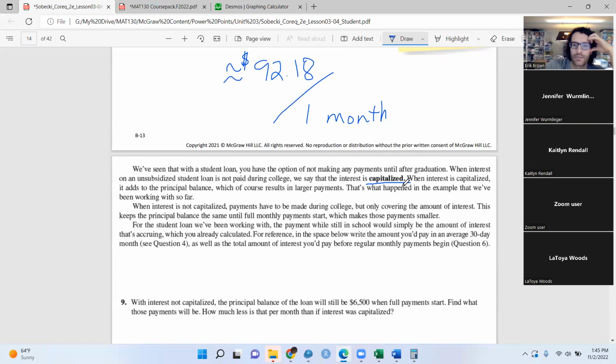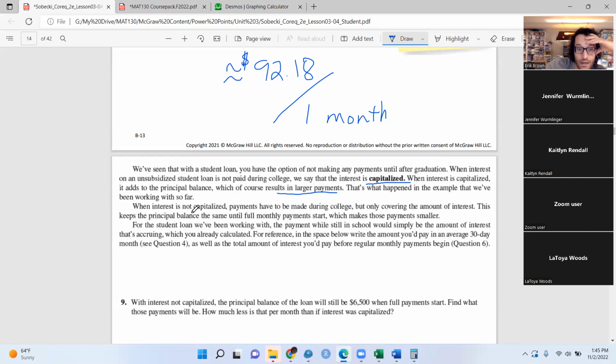Rats, I was going to pay it, so it wouldn't be capitalized. That means that interest gets added into the principal. That makes the principal larger, and then you're being charged interest off of that principal. So you don't want this because it means you're being charged more interest, which of course creates larger payments, as he says.